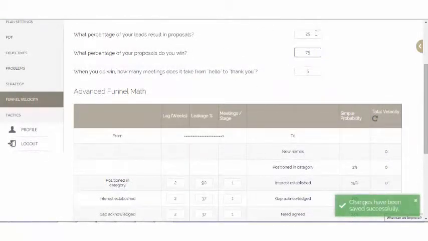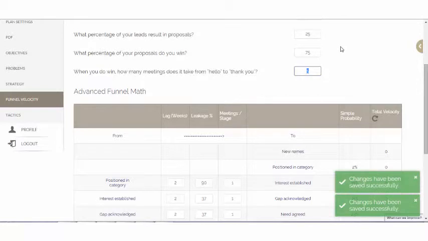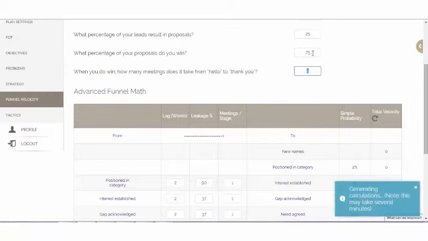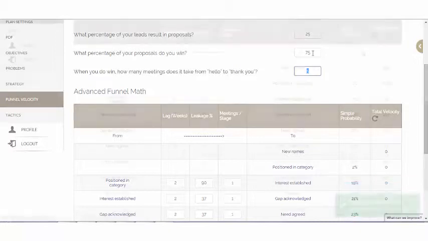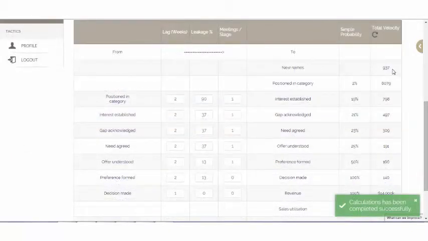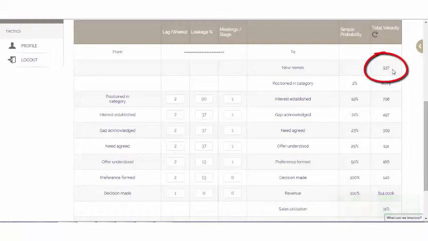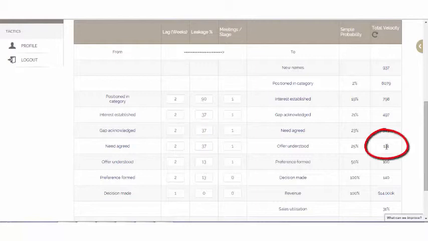Now, all I'm doing now is reversing those success rates. Only 25% of our leads will become proposals, and 75% of our proposals will become sales. Let's see what the velocity calculation tells us. So we need a similar number of names. Before it was 976, now it's 937. I don't really care about that level of difference, it's not great. The great difference is in the number of proposals that need to be made to achieve our 140 decisions.